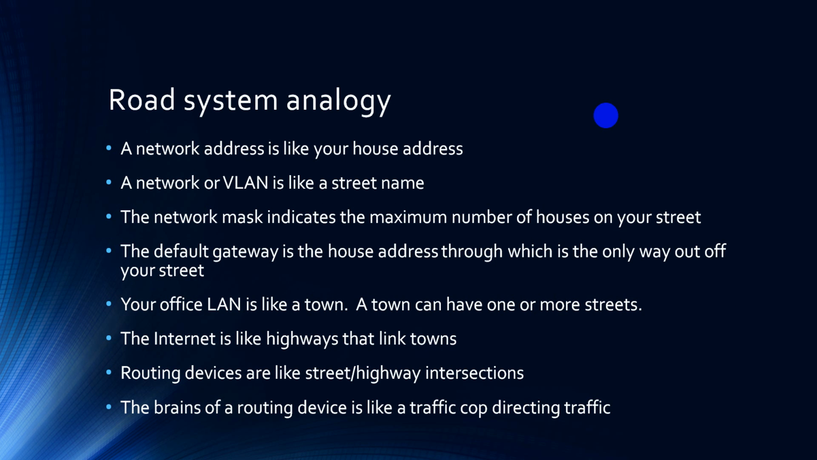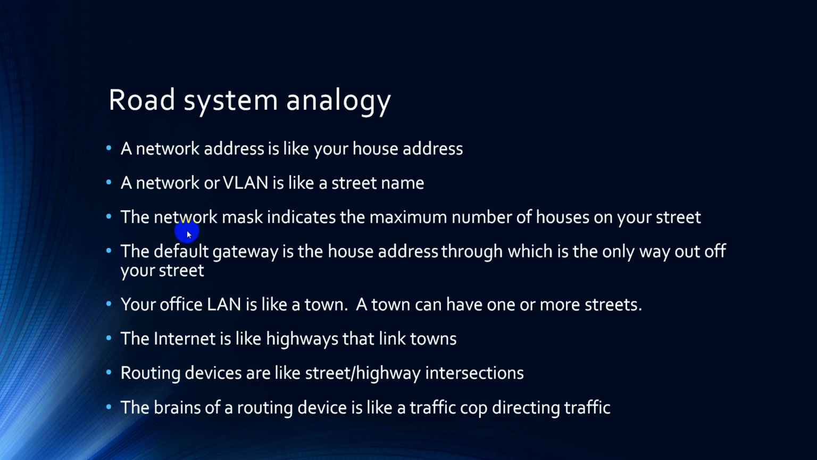Now, the other analogy that is really good to explain networking concepts is the road system. The network address, which is basically the IP address of your computer at your office, is equivalent to your house address, where you live. A network, or a VLAN, is equivalent to a street name. So the street name where you live would be the network or the VLAN that your computer is on at the office. A network mask kind of indicates the maximum number of houses you can have on your street.